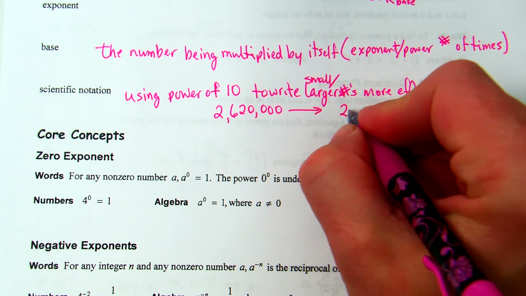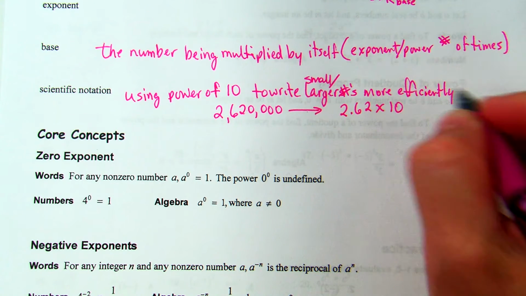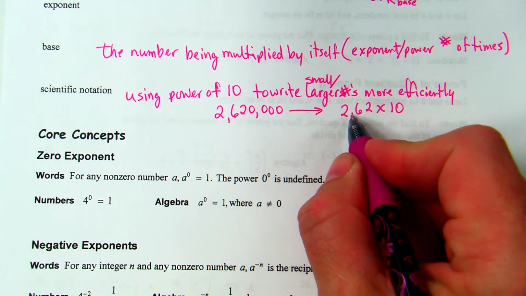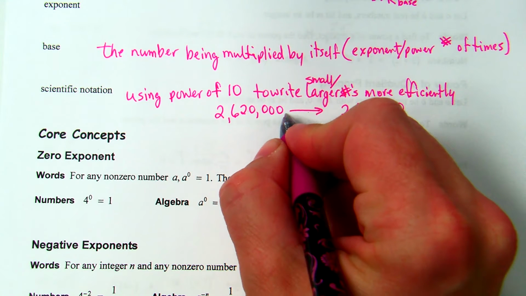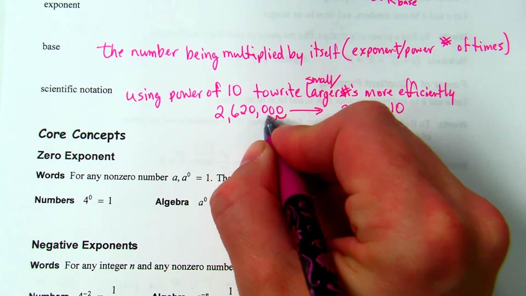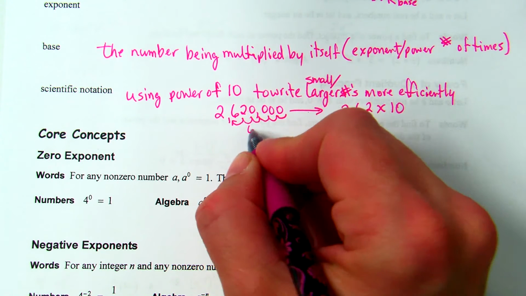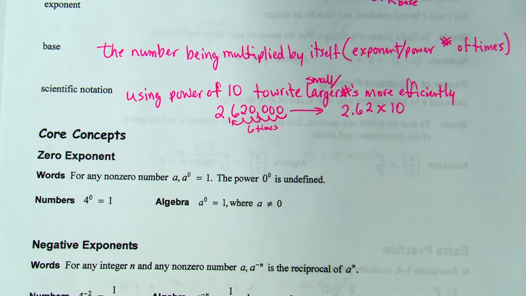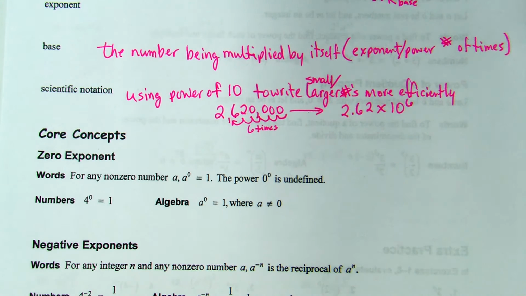We could write this as 2.62 times 10 to the however many times we move the decimal to get to the spot in front of this, or between the 2 and the 6 here. So we move this decimal place 1, 2, 3, 4, 5, 6 times. Okay, we moved it 6 times. Then we would say that this is 2.62 times 10 to the 6th power, or the exponent of 6.